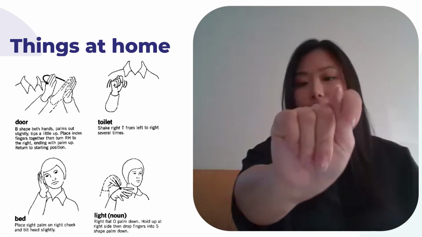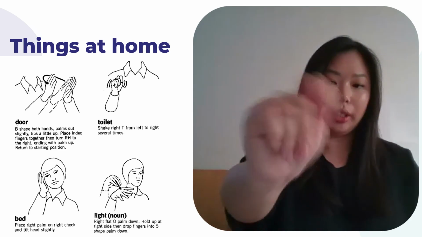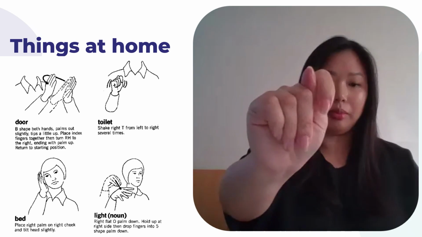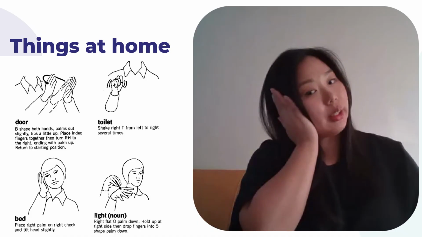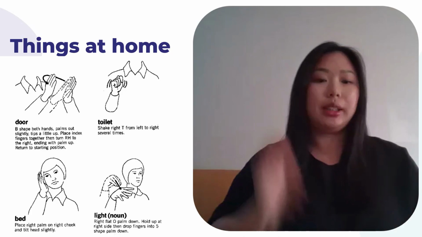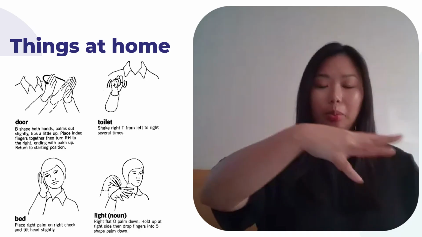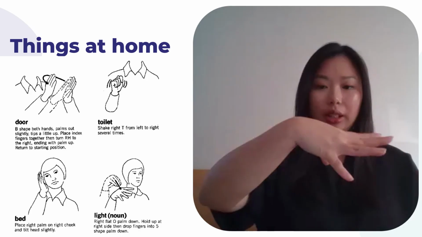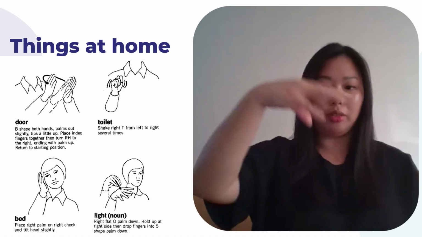Toilet, you make the letter T, so you tuck your thumb under your index finger and you wiggle. Bed, you place your open palm on your head like you're sleeping. Light, you're going to start up here and then move downwards and open like the light is shining. Start up with your fingers together and move down and open your fingers.